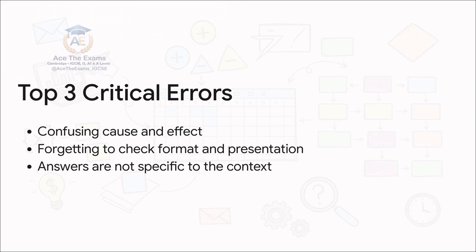Warning number 1, confusing cause and effect. Examiners report over and over that students frequently misunderstand how changing a variable in a multiplication or index formula actually affects the final output. If I dramatically increase the exponent, what happens to the curve of the data? Does it go up linearly or exponentially? You need to understand the logic of the business impact, not just the raw math on the page.